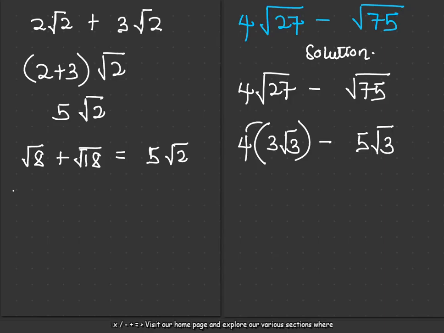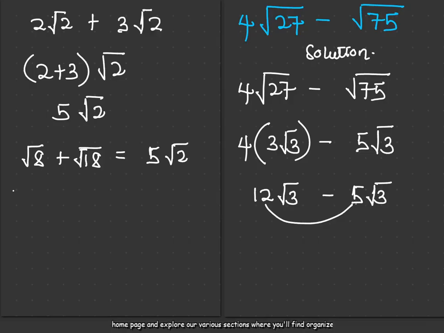We now multiply this 4 by the 3 here. Because this is a coefficient, it is multiplying everything, just as you would say 4 into bracket 3x. So 4 times 3 gives us 12x. That's the same idea we want to apply here. So 4 times 3 gives us 12 root 3, minus your 5 root 3.